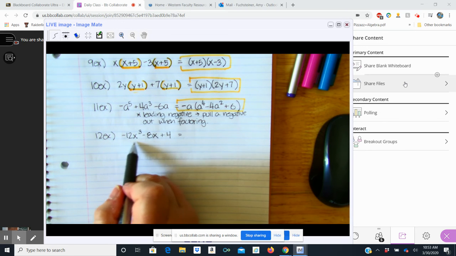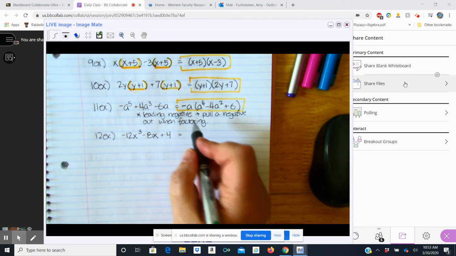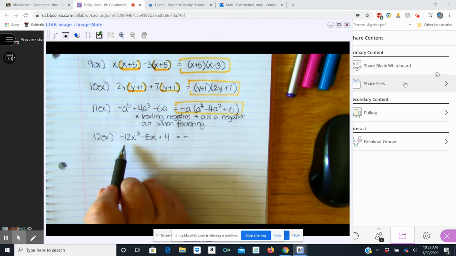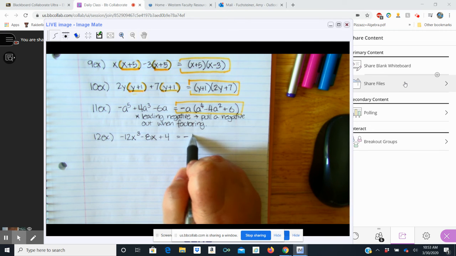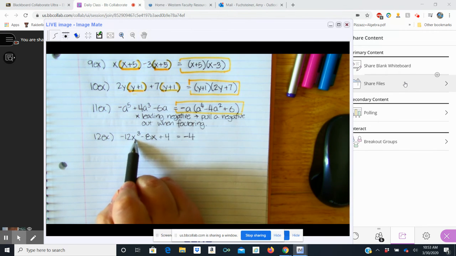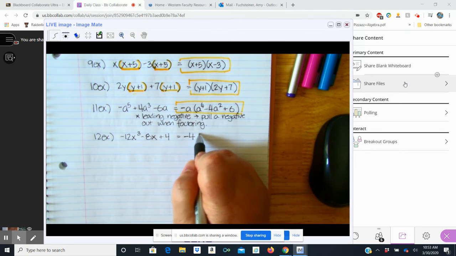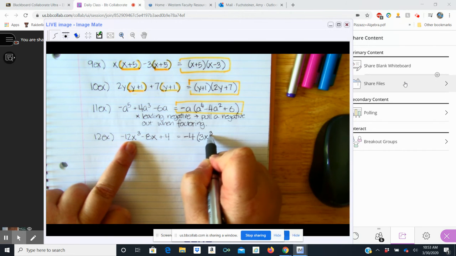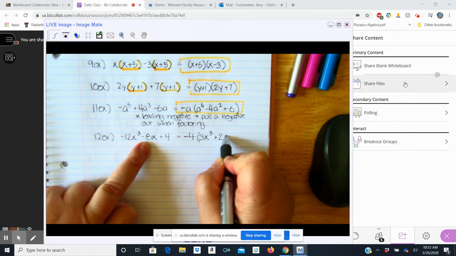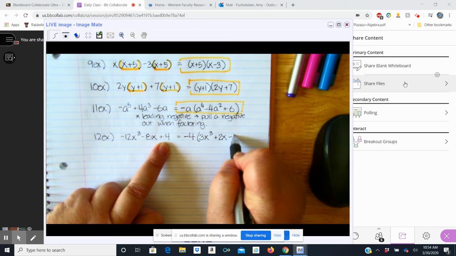Here in number 12, we're also leading with a negative. Negative 12x to the third minus 8x plus 4. So I'm going to pull out a negative. Then I've got a 12 and an 8 and a 4, so I can pull out a 4. X cubed, x, and nothing. I don't have any x's I can pull out. So this is going to leave me with 3x to the third plus 2x, 4 divided by a negative 4, negative.